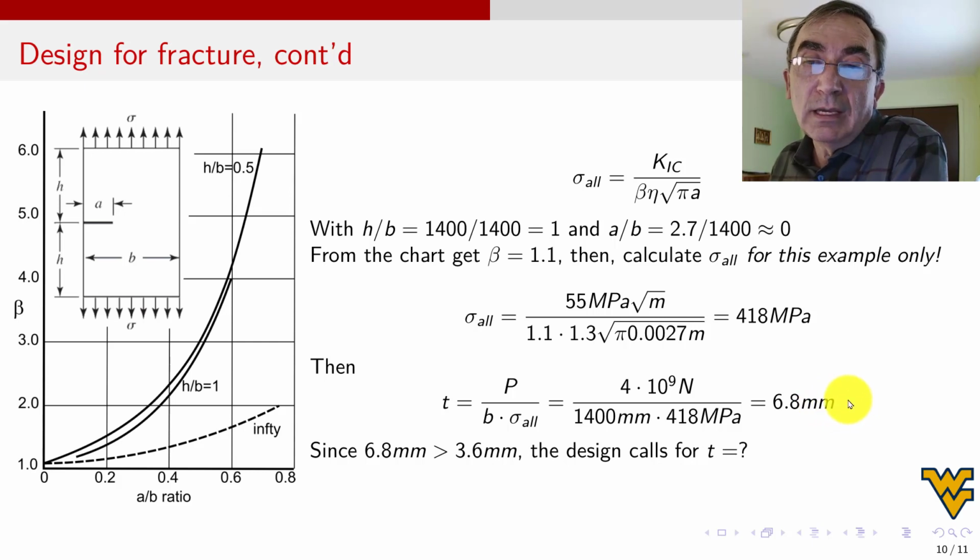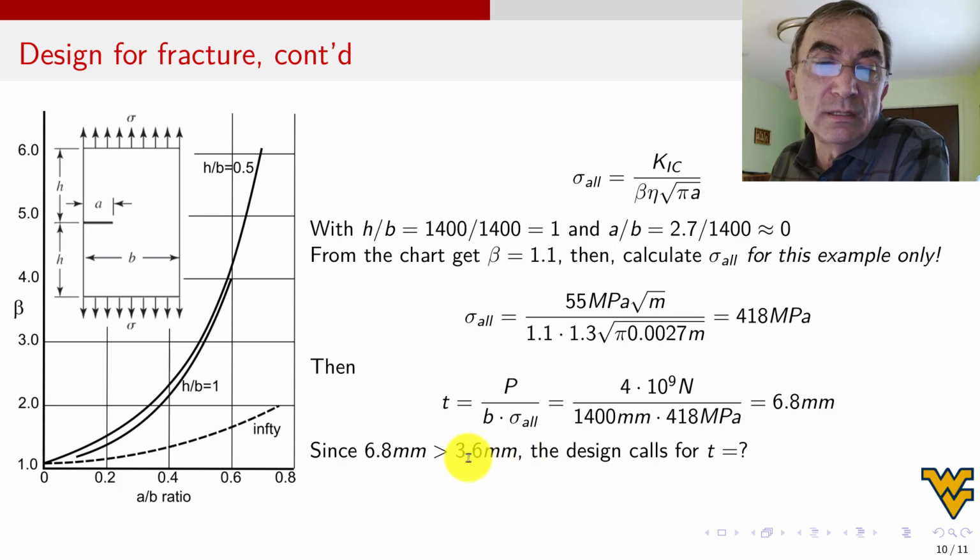So for this crack to not propagate, the plate has to be at least 6.8 millimeters thick. Anything less than this, the crack will propagate. More, it won't. And so now 6.8 millimeters, which is the minimum thickness you need to not propagate the crack, is larger than what we calculated to avoid yield, which was 3.6.